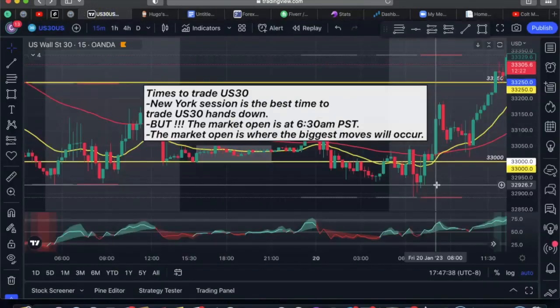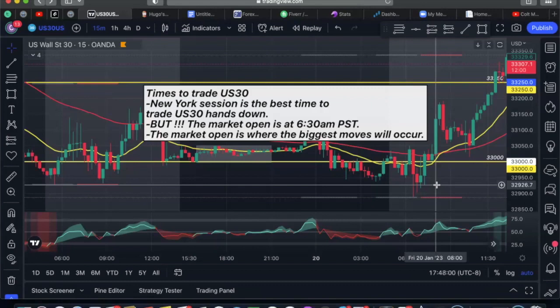Okay, I want to give you guys the times to trade US30. The New York session is the best time to trade US30, hands down. There is no other session that has as big of moves as the New York session. The London is, it's alright, but the New York session is definitely the session to trade during when trading US30.